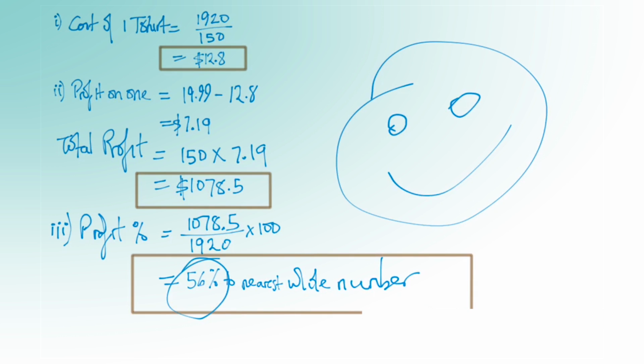Alright, so profit and so on, wherever we reach. They wanted it to the nearest whole number, so I think I get 56.1 something, so 56 to the nearest whole number. So that is that.